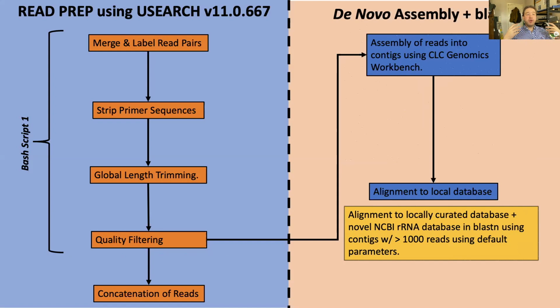Now, the beauty of using BLASTN and doing alignments is that, especially for 16S now, as of February, NCBI has an rRNA 16S database, which we can also use with our locally curated database to bolster our results. This will be done for contigs with over 1,000 reads using default parameters.